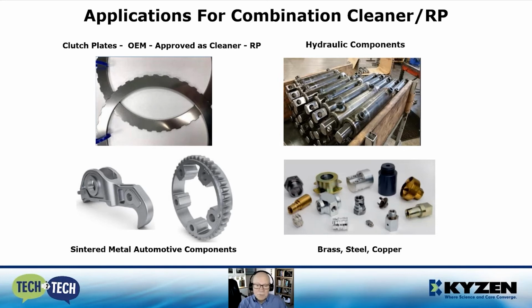Here's a slide that shows photos of parts that we protect with the combination RP product developed for steel, which also applies to copper and brass. And these are just some examples. I show that the bottom left are sintered metal or cast steel, powdered metal steel parts.